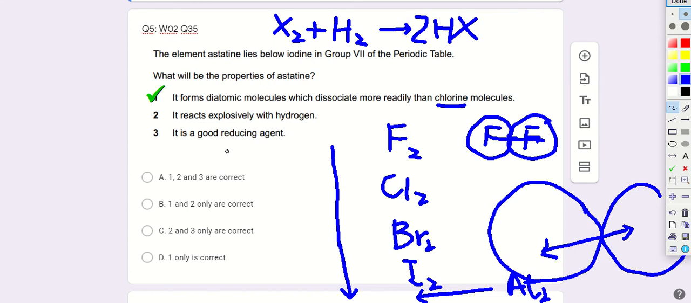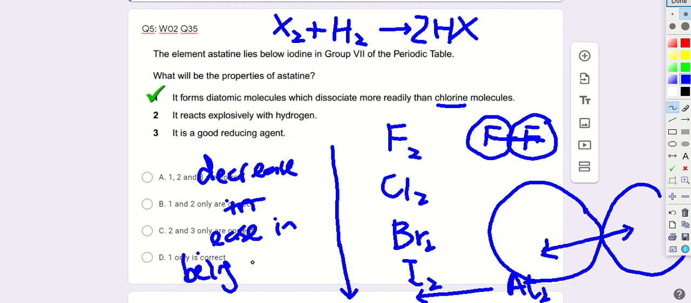The tendency to be reduced decreases. Very simple, because the electron affinity is becoming lower, because the size of atoms is getting bigger. It's harder to actually take in one more electron. So going down the group, the reaction with hydrogen is getting less reactive.